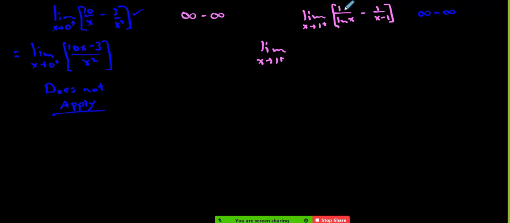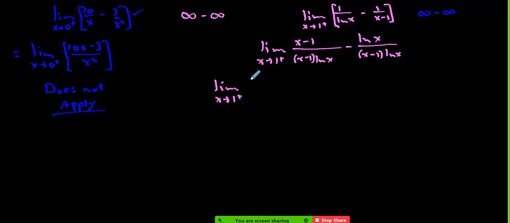So here I go. This up here needs x minus 1. So I've got x minus 1 over x minus 1 log x, minus, this needs a log x, like that. Now, I've got the same denominator, so I can add the numerator. So I've got the limit as x goes to 1 of x minus 1 minus log x, all over log x times x minus 1.